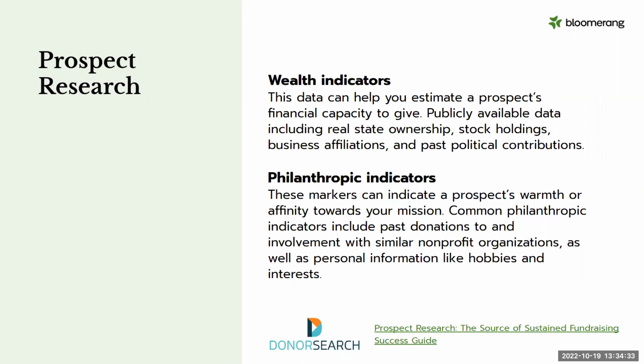It also looks at their philanthropic indicators. Research shows that the best indicator of future giving is past giving. So this takes a look at their actual giving history. And these markers can indicate a prospect's affinity towards your mission too. Some indicators will include past donations to and involvement with similar nonprofit organizations, as well as personal information like hobbies and interests.